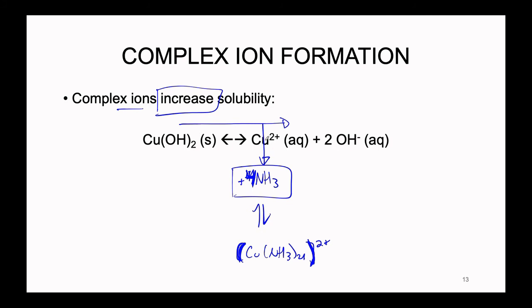So here's how we can see that the complex ion formation from a metal ion that is dissolved in solution is always going to increase the solubility of the solid that you started with. Because when we make a complex ion, we're always going to be pulling some of the ion away from the original dissolution reaction.